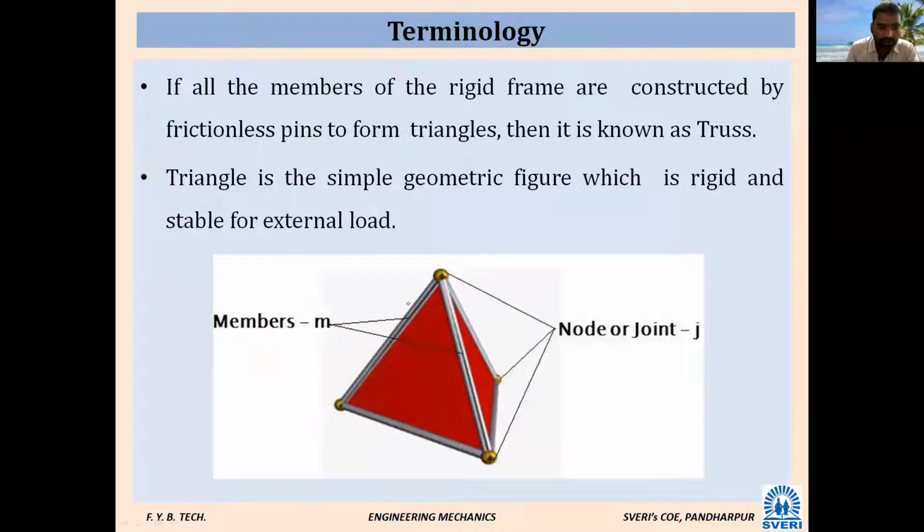So here, these are important terminologies. M is the number of members and J is the number of joints. These ends are denoted as joints, and these are members. This is one member, this is one member, this is one member.